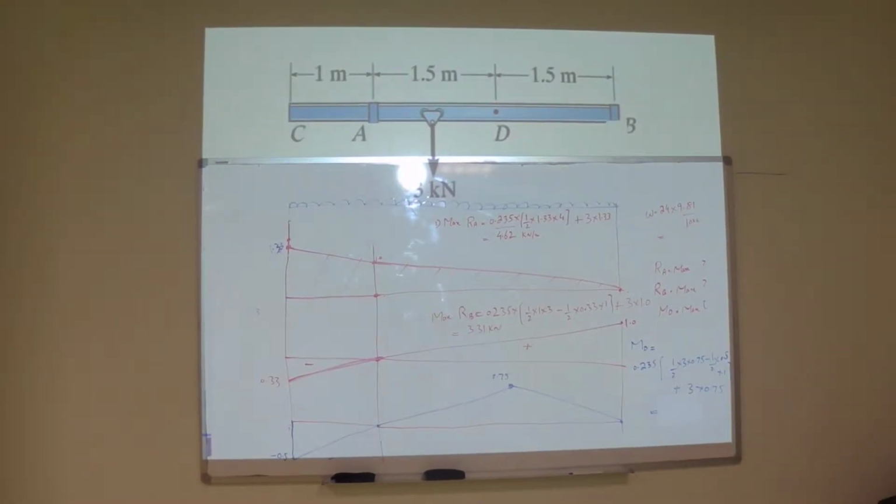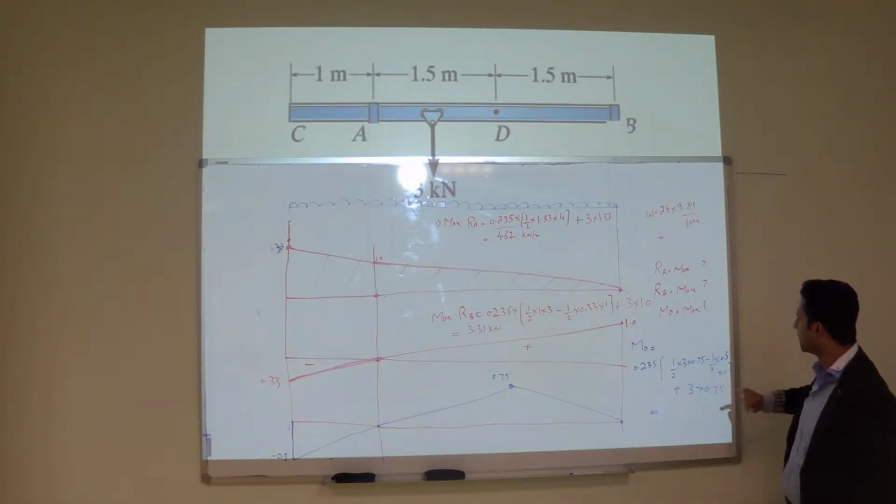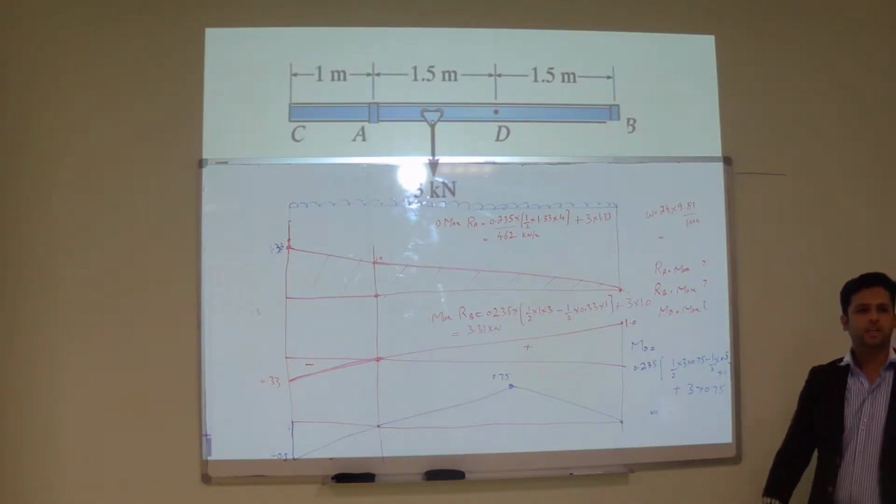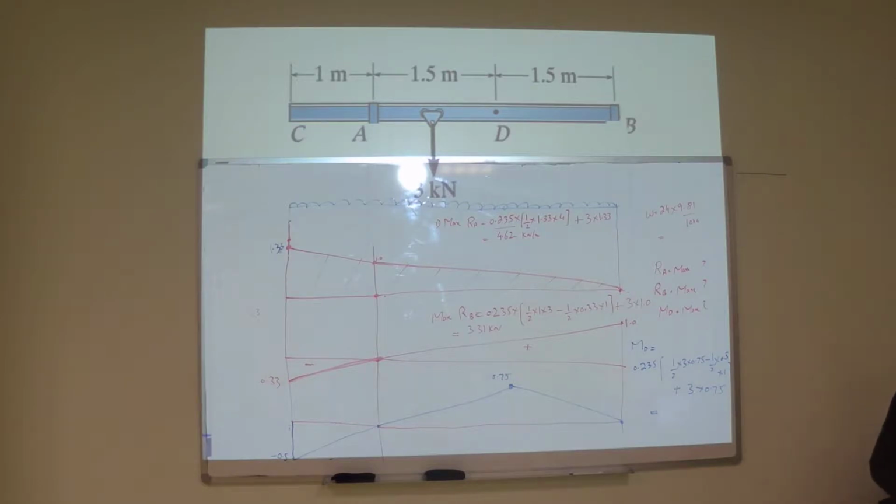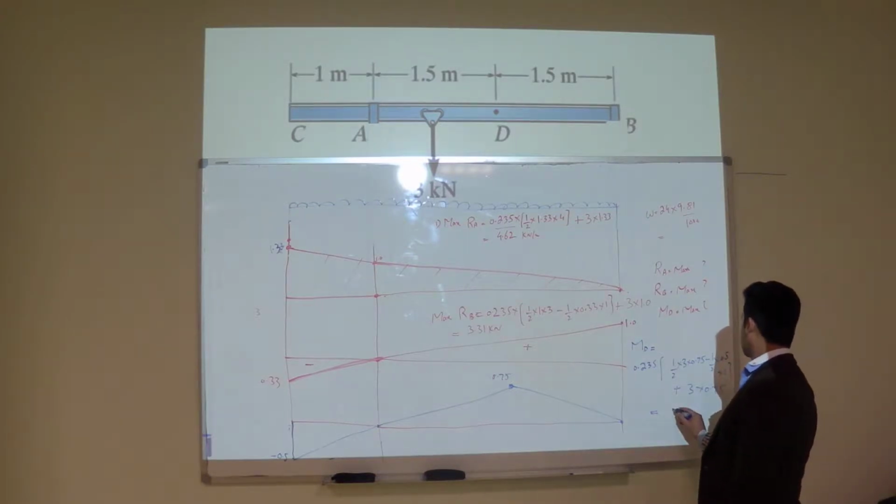What is the answer? This is the total area, positive minus negative. Check it. What is the answer? 2.46 kilonewton.